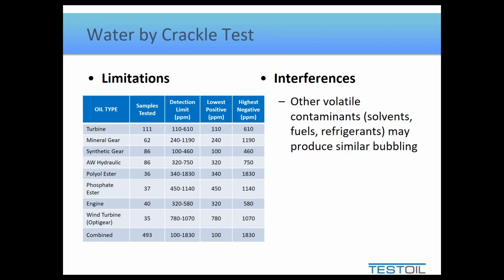But as you can see, though some literature may promise a 250 part per million detection limit, really you're looking at more like 500 to 1,000 before we can be absolutely sure that a positive crackle in fact means there's water, and a negative crackle in fact means there's not significant amounts of water. The only interference to this test is anything else that might cause bubbling. It won't cause the crackling noise, but volatile things like fuels, solvents, refrigerants can definitely skew the interpretation of a crackle test.